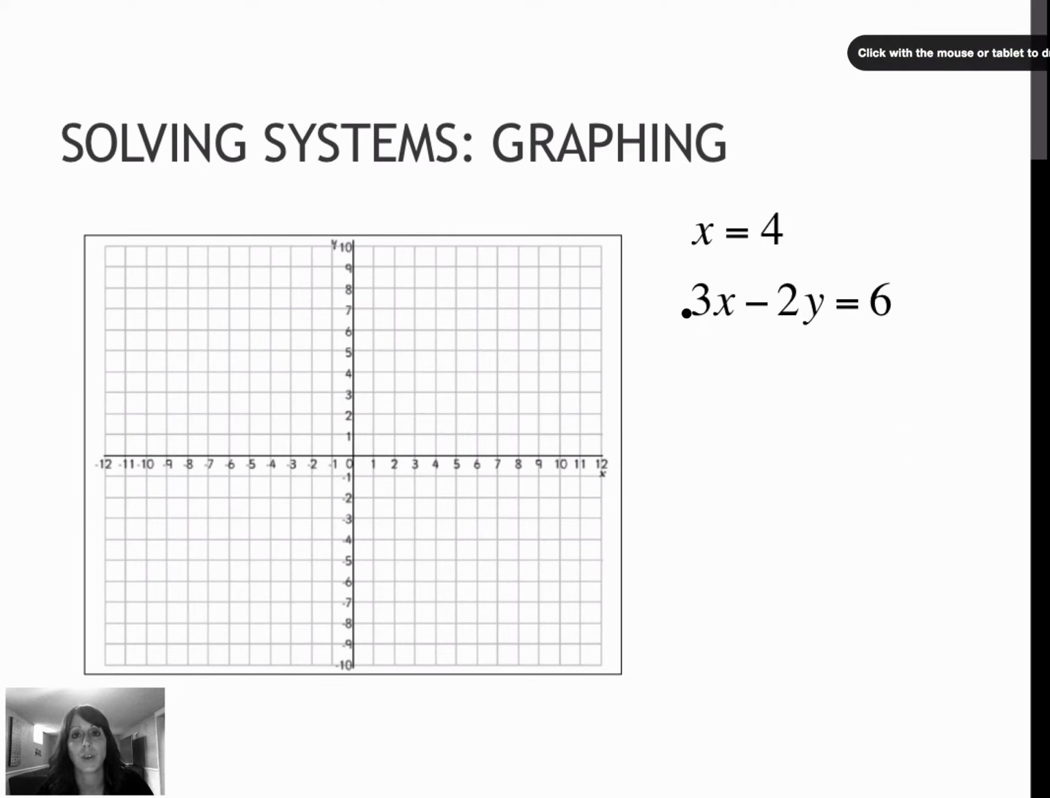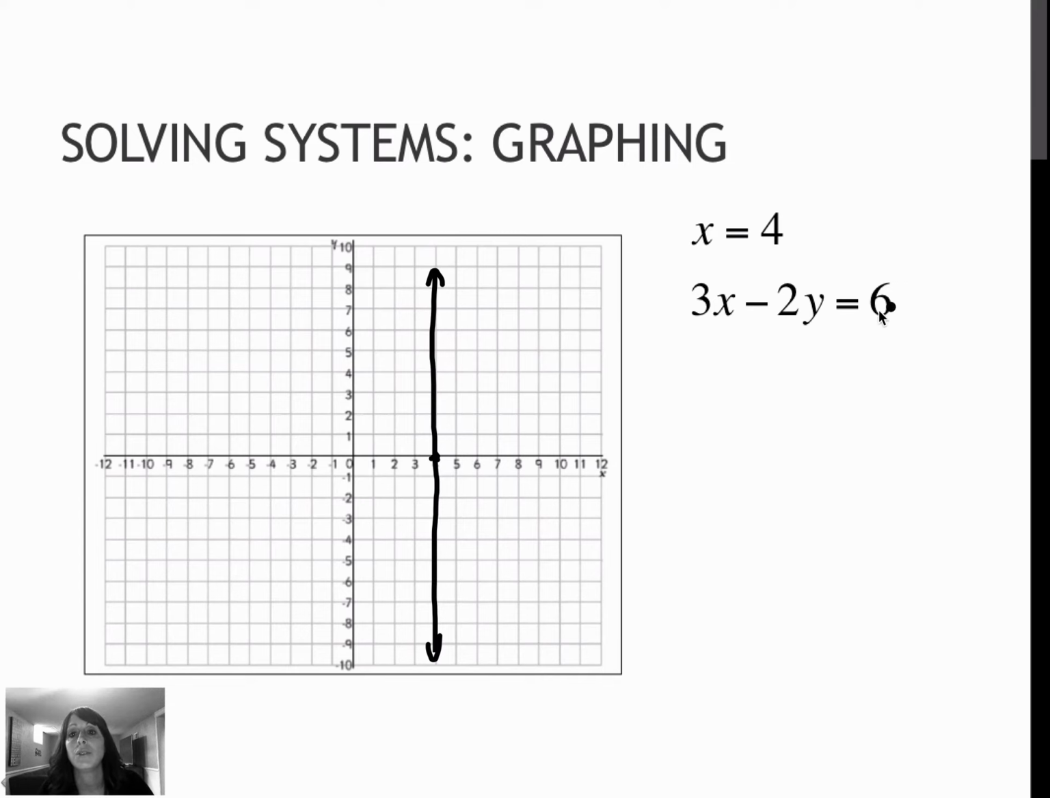For my next graph, I'm going to graph x equals 4. Remember, when you have only one variable, your line will either be vertical or horizontal. For x equals 4, I'm going to go on the x-axis to 4 and put a point, and I'm going to draw a line that is perpendicular to the x-axis, which looks like this.